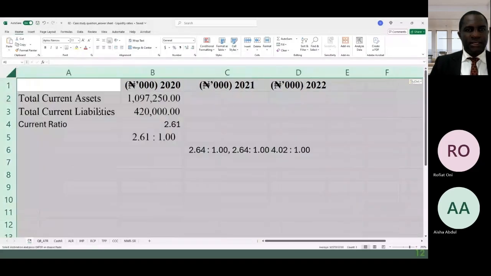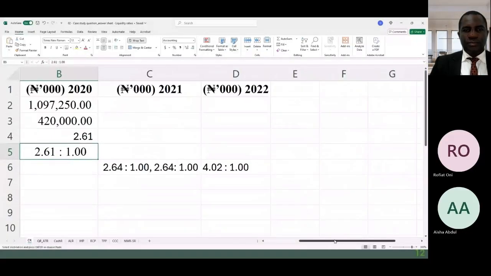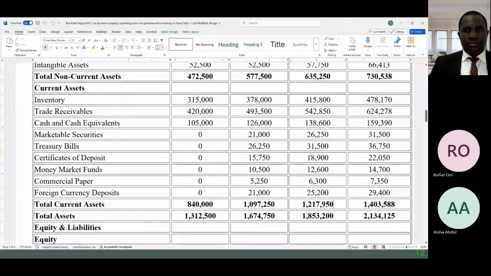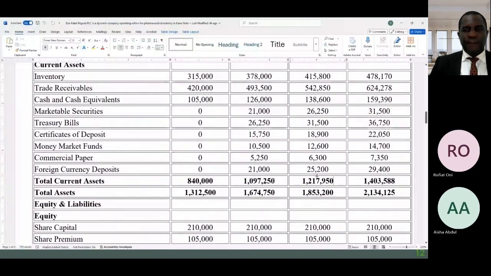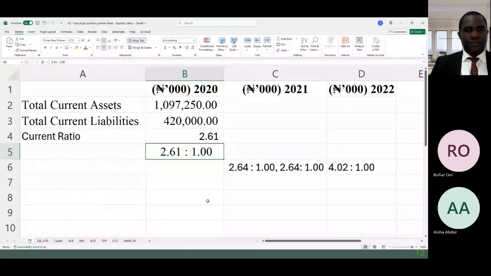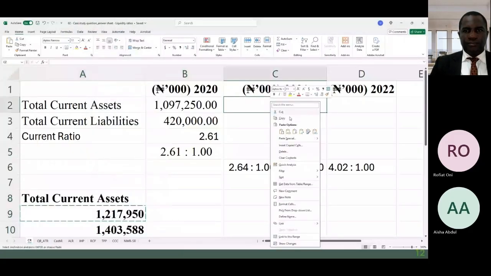All right, so let's validate what Rufi has calculated as her ratios. So we have 2.61 to 1 as 2020. Let me go pick 2021 and 2022. I have total current assets as 1.2 and 1.4 for 2021 and 2022 respectively. Let me just post the figures here and take them one by one.